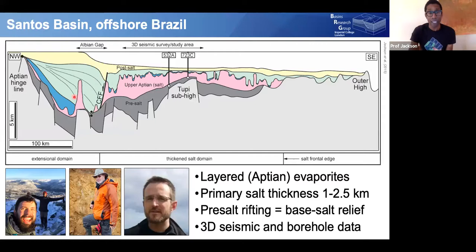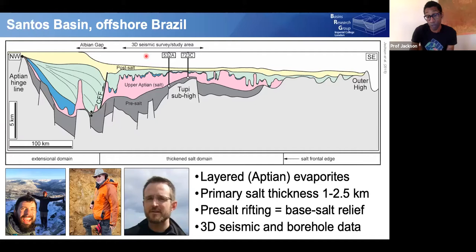So this is the Sao Paulo Plateau in here. We've got base of salt I'm tracing out here, and the salt is in pink. The 3D seismic data and the well data we had sat right above the crest of the Sao Paulo Plateau. Here we have layered Aptian evaporites, which had an initial salt thickness of up to 2.5 kilometers, obviously pinching out to zero towards the basin margin, but in the area we're studying, probably were as little as 1 kilometer thick at times, during the primary salt thickness.